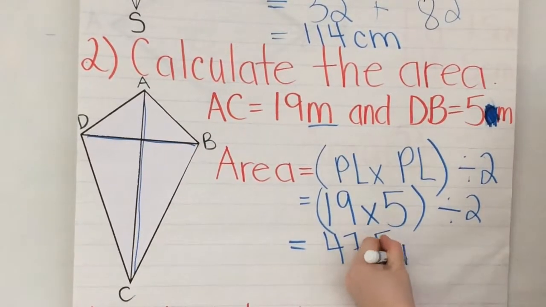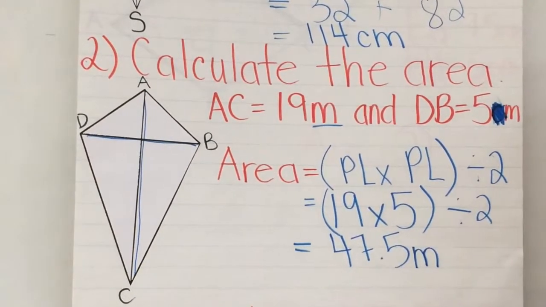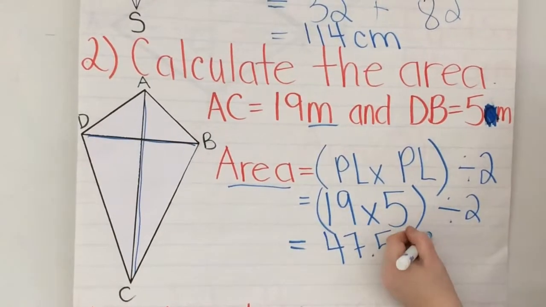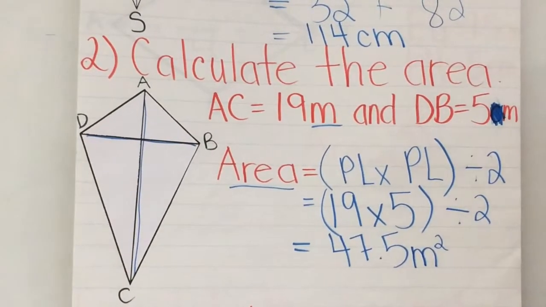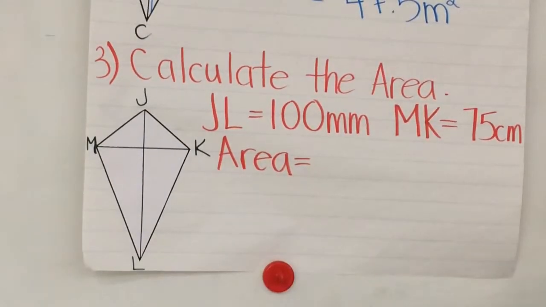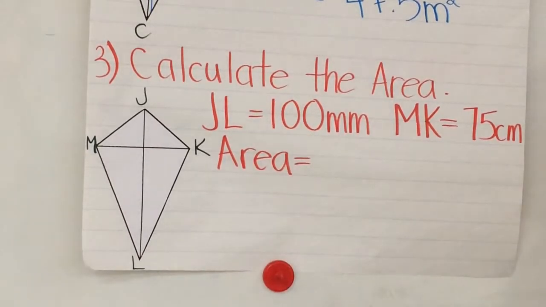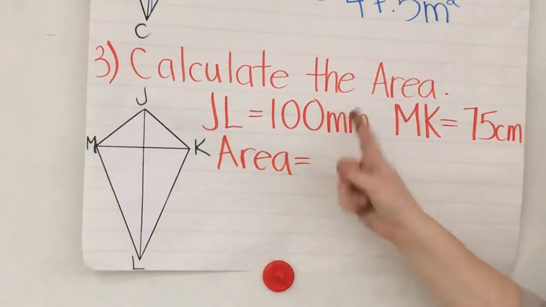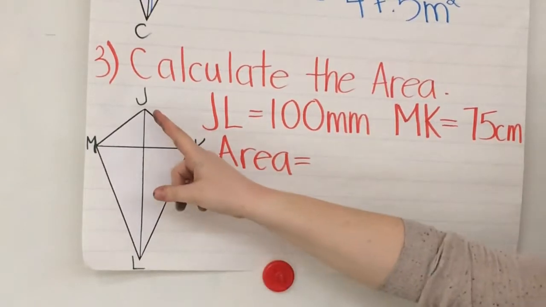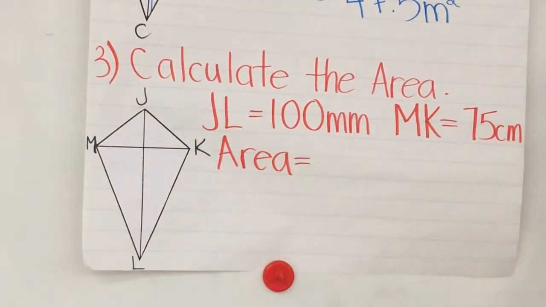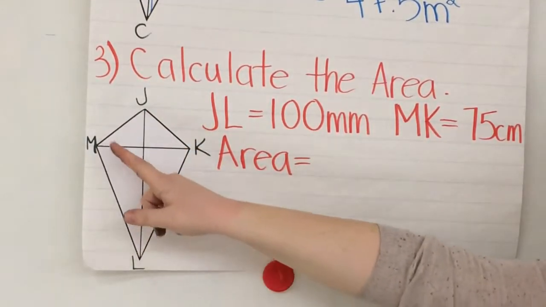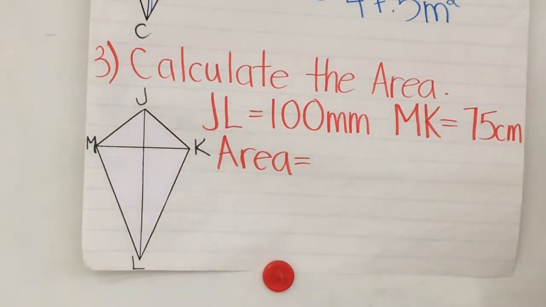47.5 meters, and because it's the area, I have to make sure that I put the 2 square symbol. All right, so our last shape is also telling us to calculate the area here. So we have some information they've given us that the distance from J to L is 100 millimeters, and the distance from M to K is 57 centimeters.